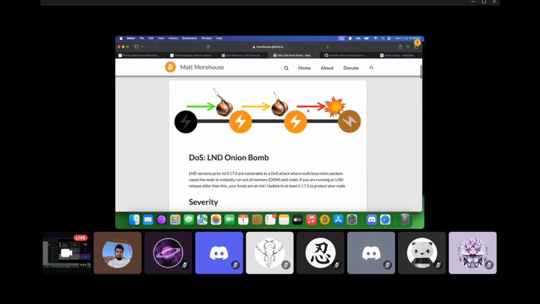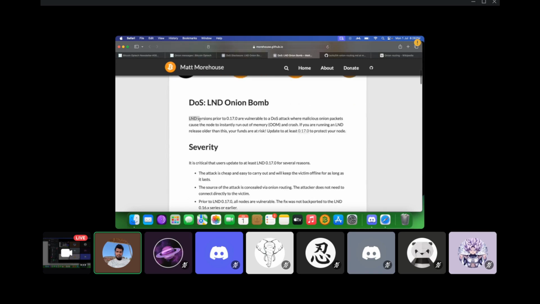Okay. What is this? LND versions prior to 0.17.0 are vulnerable to a DOS attack where malicious onion packets cause the node to instantly run out of memory and crash. If you are running an LND release older than this, your funds are at risk. Update to at least 0.17.0 to protect your node.